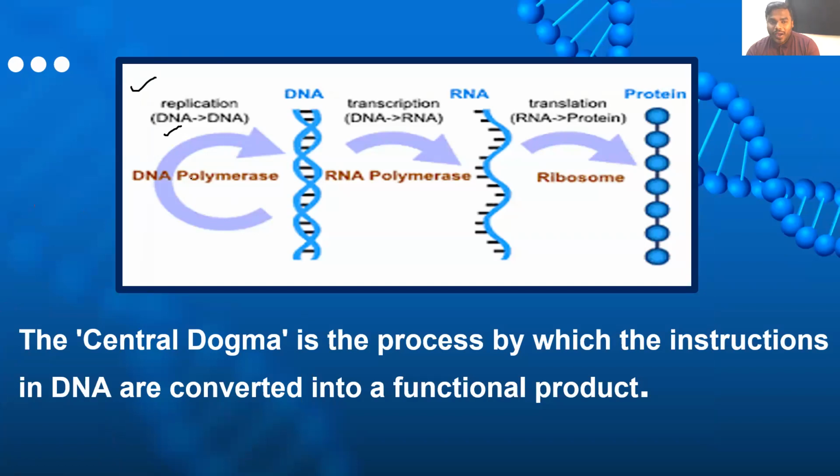First of all, why do we have to read replication? Why will we read only replication first? Then why will we come to transcription? Then why will we come to translation? Why can't we read translation directly? Why can't we read transcription directly? Why are we reading only replication? All of you pay attention, friends.